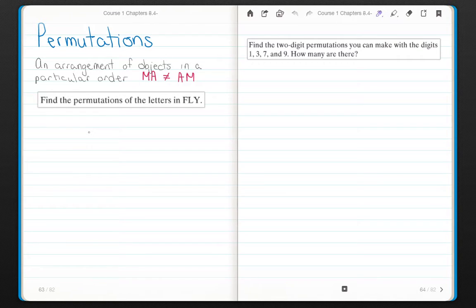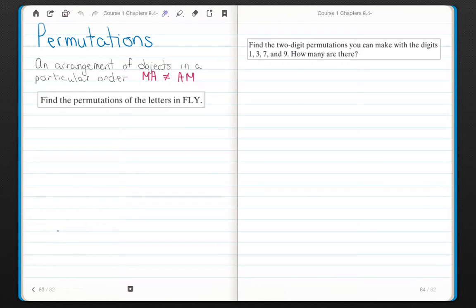Let's talk about permutations today. So in 10.1, you talked about using different methods like a list or a tree diagram to find out how many outcomes there were for a particular something, to find a sample space.